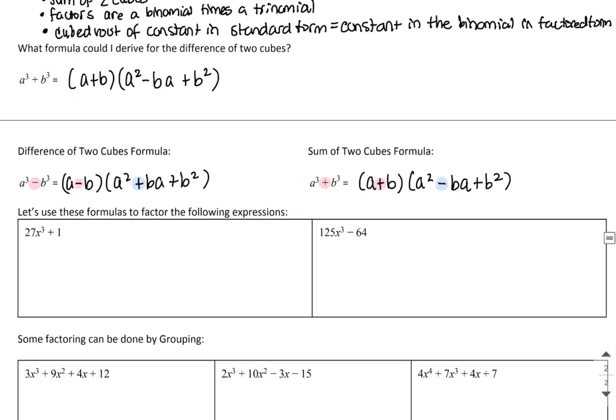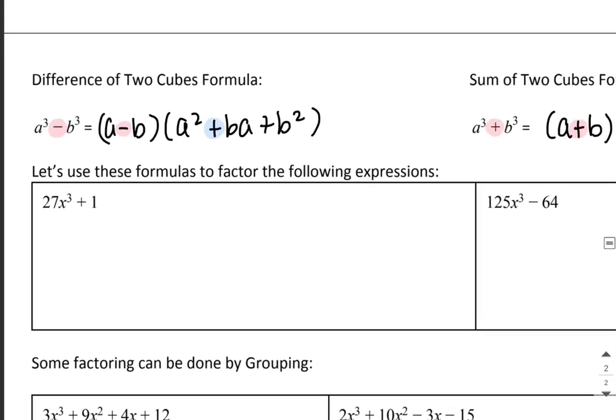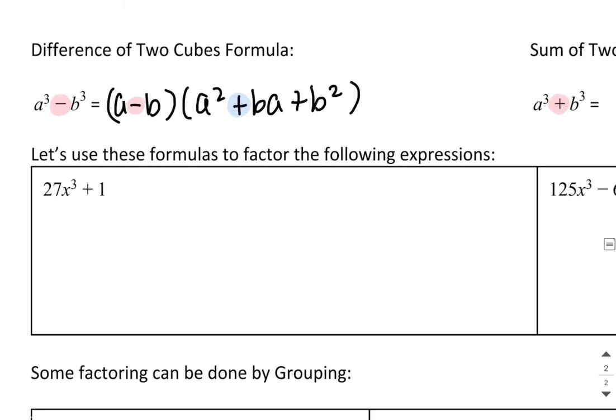So let's use the formula for this first example, 27x cubed plus 1. First thing I want to do is break this down into what is actually being cubed to get 27x cubed. And what's actually being cubed is 3x. I'm raising 3x to the third power. What's actually being cubed to get 1? I know that it's going to be 1 to the third power. So now I know what my a and my b are. I'm going to highlight. So I have my a is 3x and my b is 1.